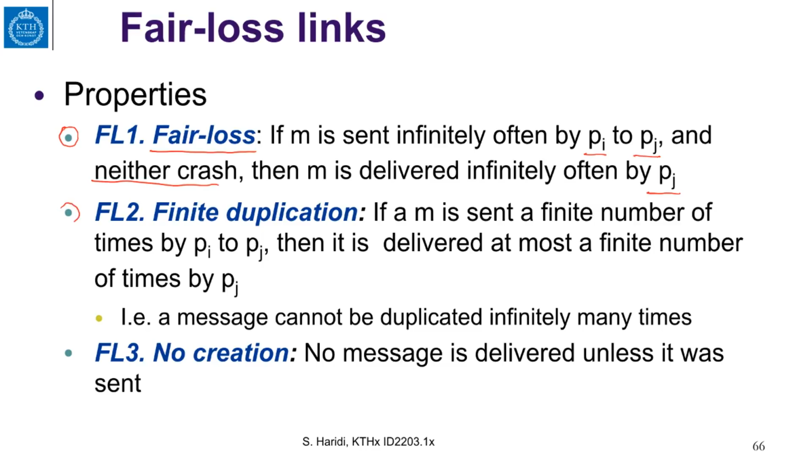The second property is finite duplication, which says if M is sent a finite number of times from Pi to Pj, then it is delivered at most a finite number of times by Pj. So what this excludes is infinite delivery of a message. Messages cannot be duplicated infinitely many times. The third property is no creation. No creation says that no message is delivered unless it was sent.